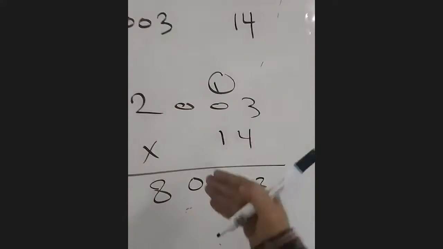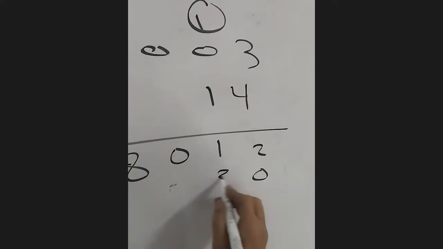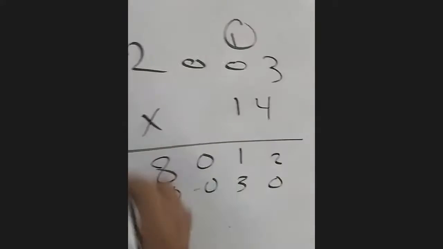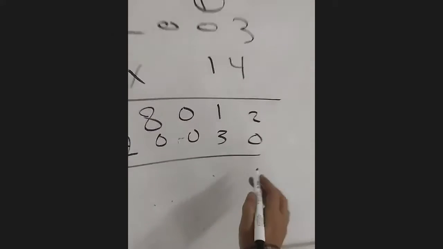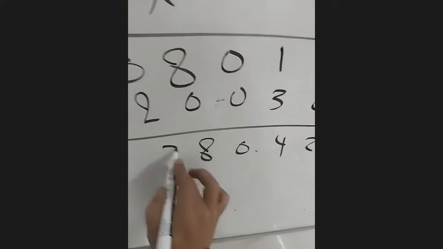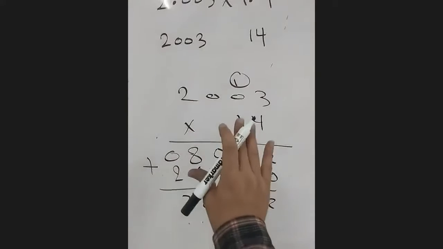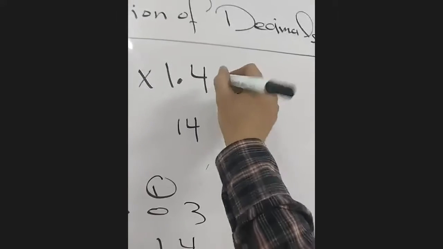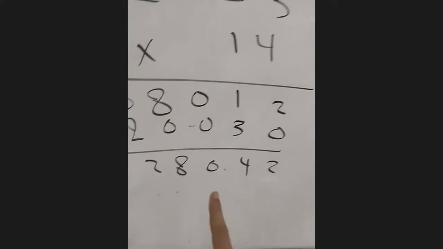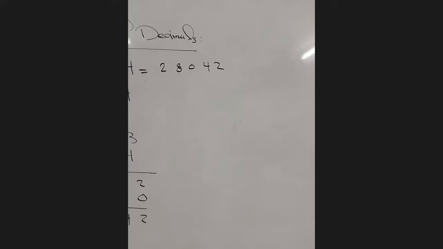Now, the second number, 1. Here we start with 0. We know that already. 1 by 3, 3. 1 by 0, 0. 1 by 0, 0. 1 by 2, 2. Then we add. Now this will be 24082. After we add and find the final answer of the product without decimals, we take our answer and put it here after the equal. It is 28042. This is the answer, but it is not the final answer.